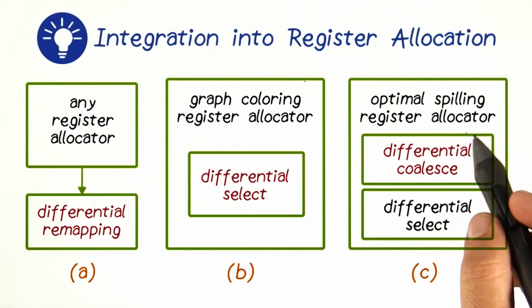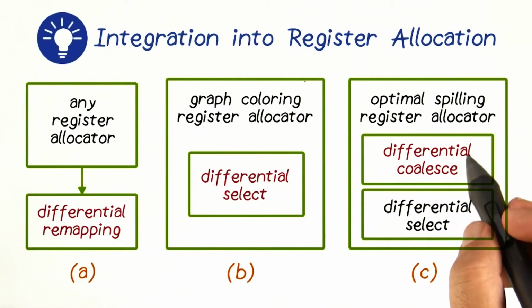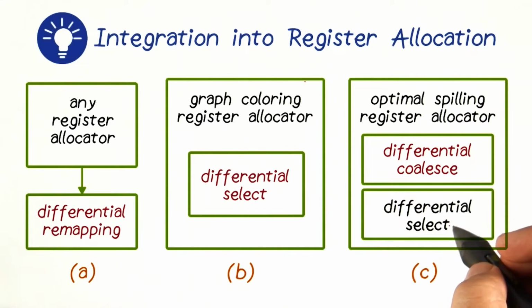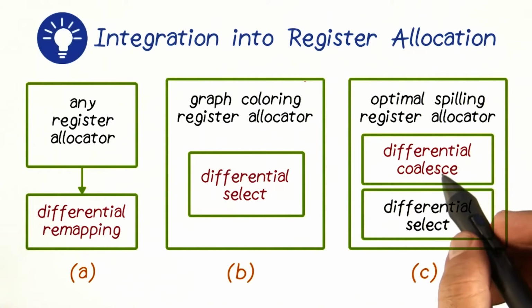And then the third is the most aggressive register allocator, which is an optimal register allocator, which is going to do what is called coalescing that we saw earlier, merging two ranges to save register to register moves, and then do the differential select also as a part of this mechanism.